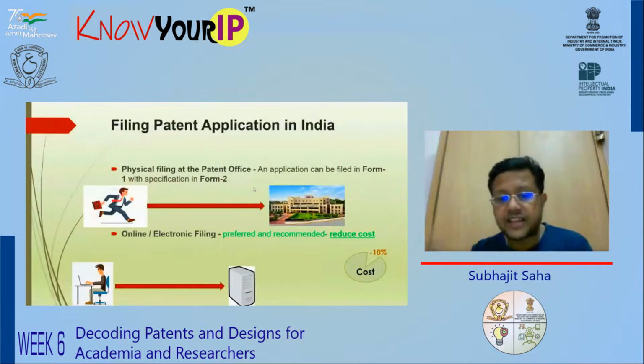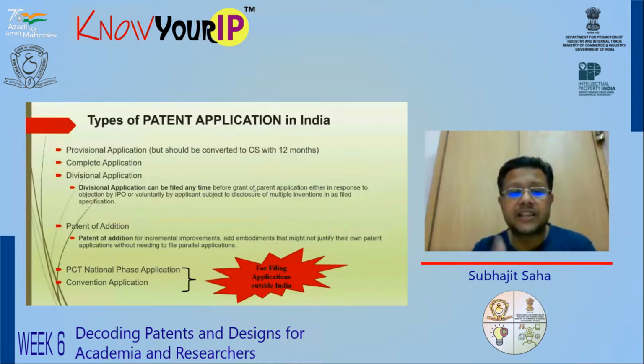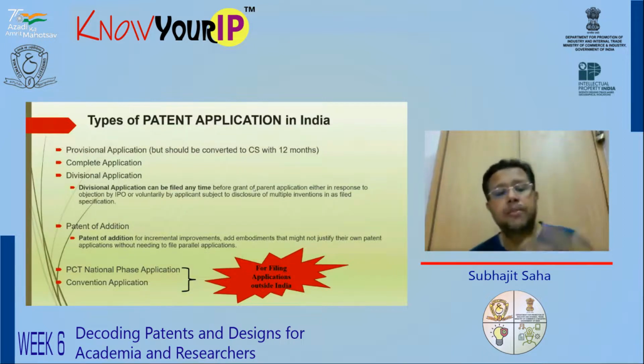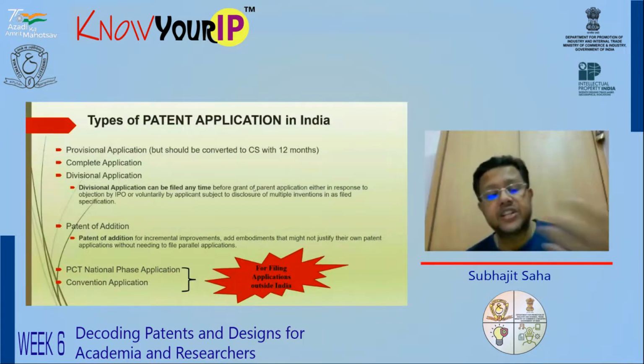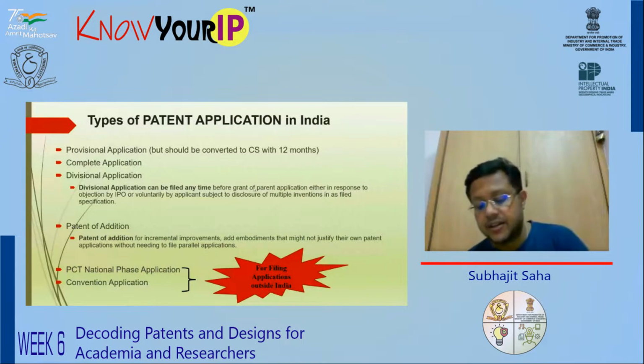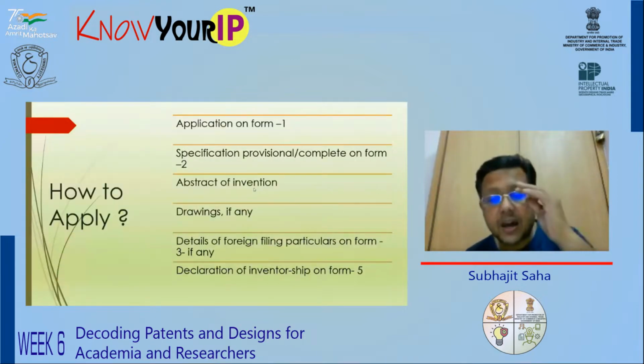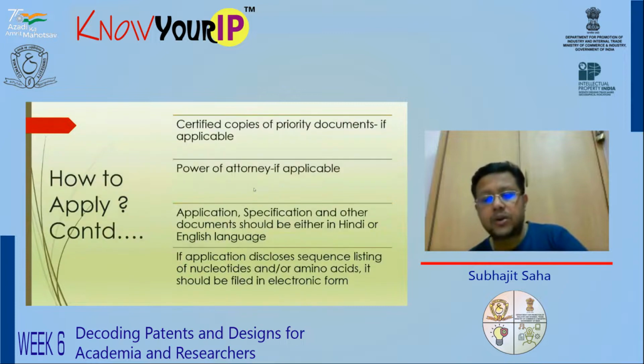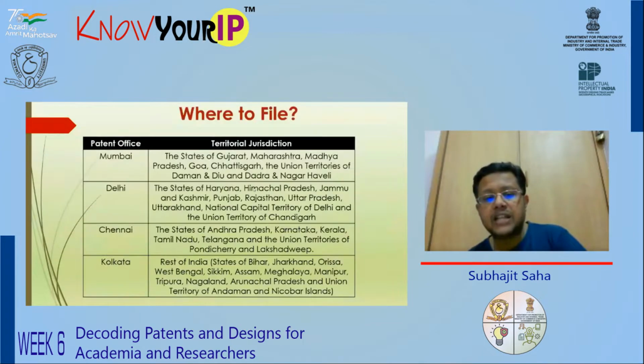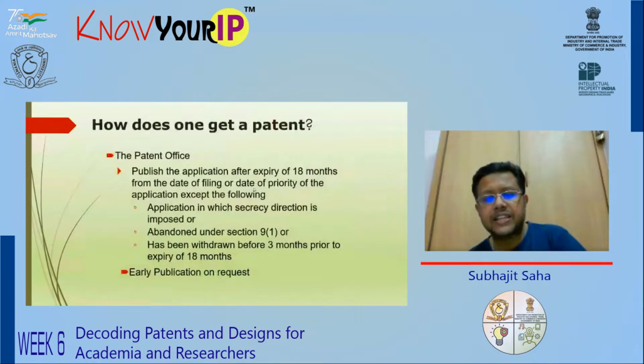So, you first have to file your patent in a patent office. Today, it's all online. So these are the types of patent applications: provisional, complete, divisional, patent of addition, and PCT. Provisional is just to block your idea. And these are some of the forms. I don't want to actually go into details, but I'll share my presentation so that it's easy for you to look into.